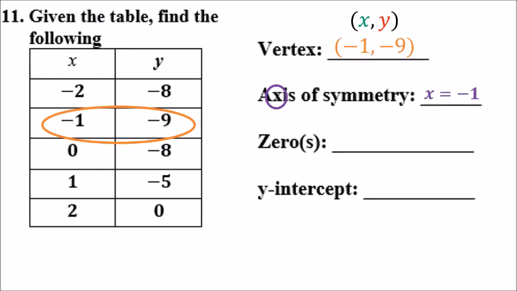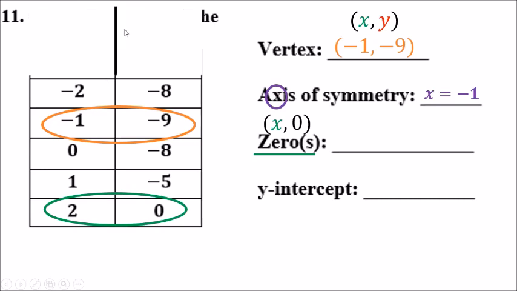For my zeros, zeros are what is your x value when y is 0? Well, I notice that I have one of them, but I'm missing the one on the other side. If this one is down here, there's got to be another one on this side of the vertex. So we're going to extend this table at the top to go and find our other 0. And we can do that by just creating a pattern. If you notice on your x-axis, we're going 2, 1, 0, -1, -2. The next one would be -3.